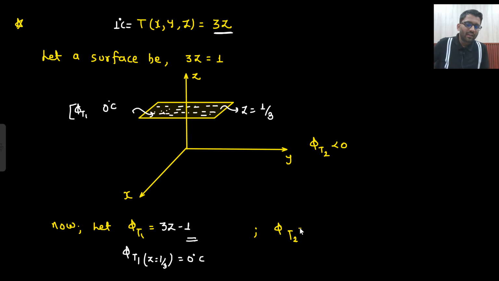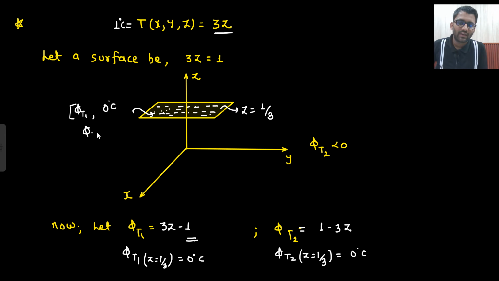Okay. Next, one more function I am creating. Two functions I am creating. There are two guys. One guy created the 3z minus 1 function. The other guy created the 1 minus 3z function. So according to him as well, what will be the temperature at z equals 1 by 3? 0 degree Celsius only. So according to phi T1 and phi T2, here the temperature is 0 degree Celsius.